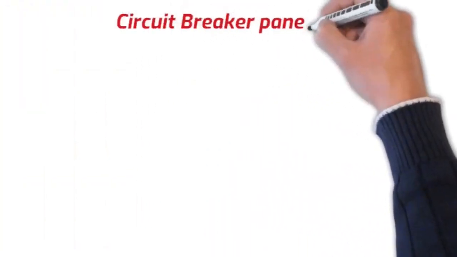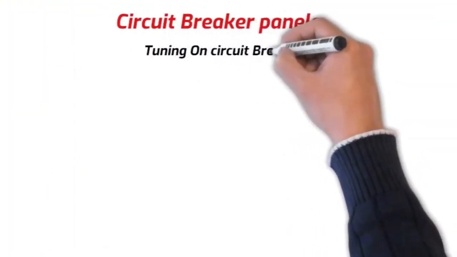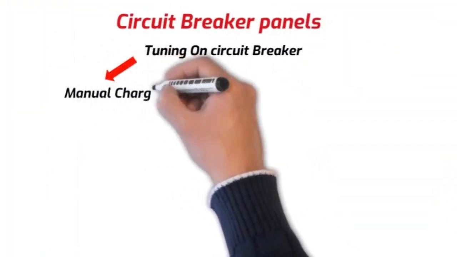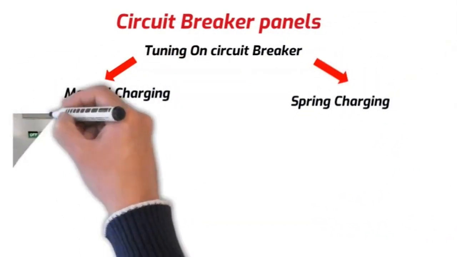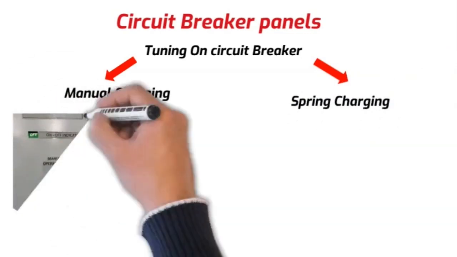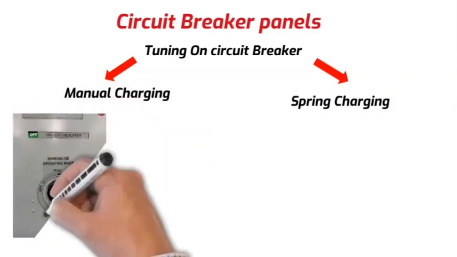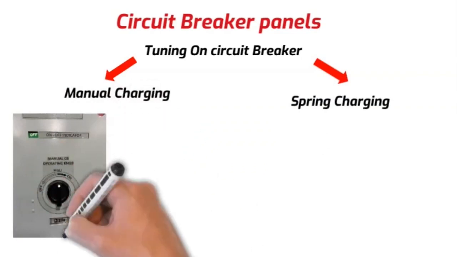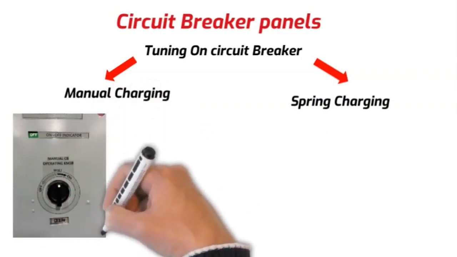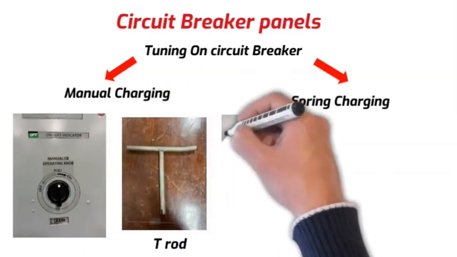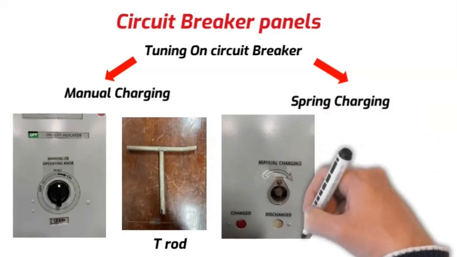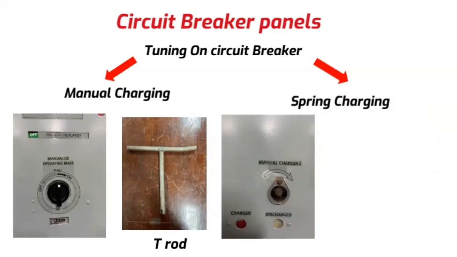When turning on the circuit breaker, there are two methods which can be used. They are manual charging and spring charging. In manual charging, first we must turn the manual circuit breaker operating knob to the on position. Then you will see the on-off indicator and the indicator lights become red. Then, using a T-rod, we can manually charge until the charged position becomes red. You will also be able to hear a sound when the circuit breaker is fully charged. Now, let us look at how it is done.